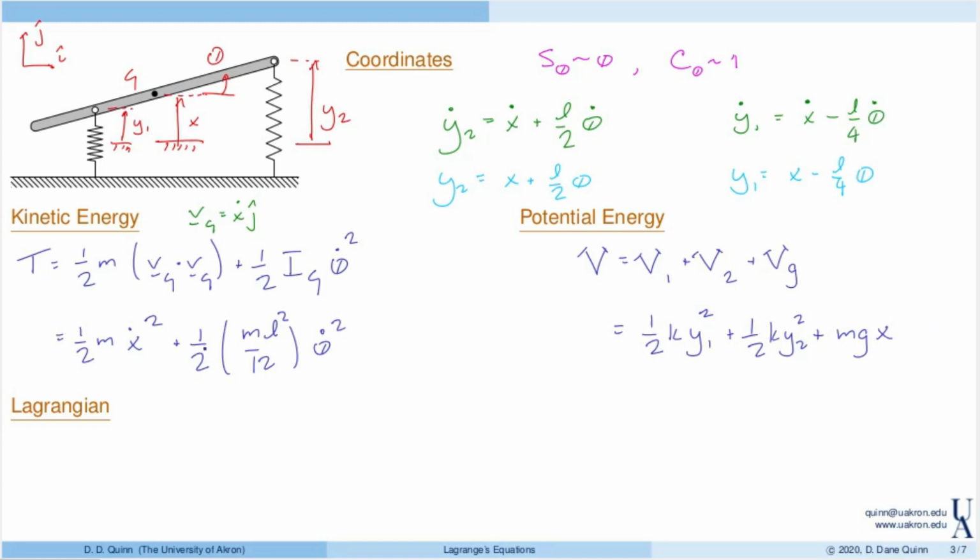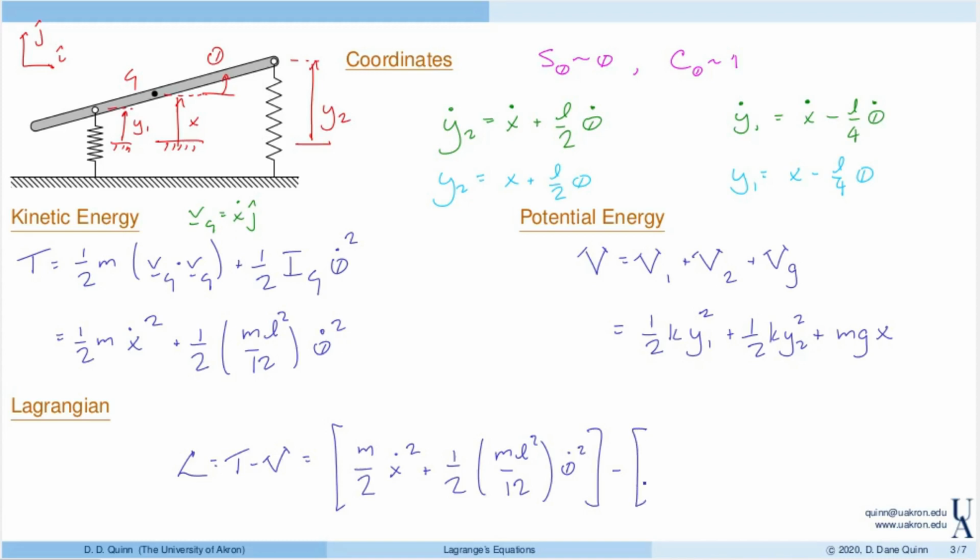So now I've got the total kinetic and the total potential energies, which means that I can form the Lagrangian as the difference, T minus V. So that's going to be m over 2 x dot squared. I'll just rewrite the kinetic energy that I've already found, and then I'll subtract from that the potential energy, again, that I've already found. So there's y2 squared and mgx. So now I have the Lagrangian written in terms of x, theta, y1, y2.